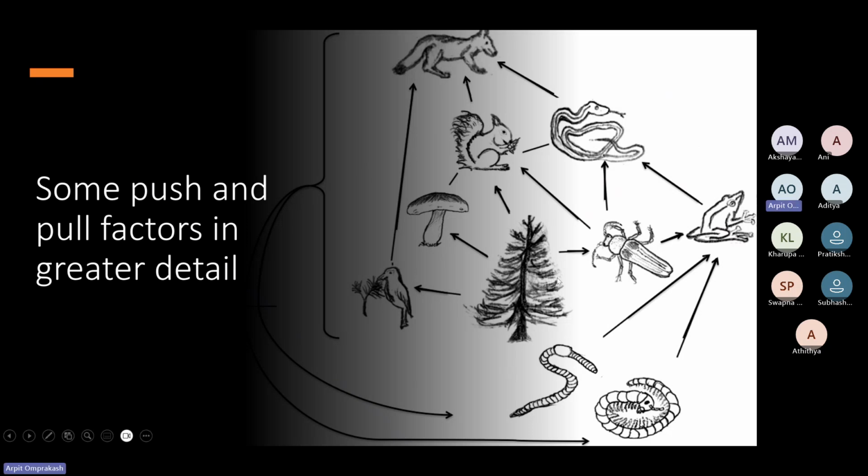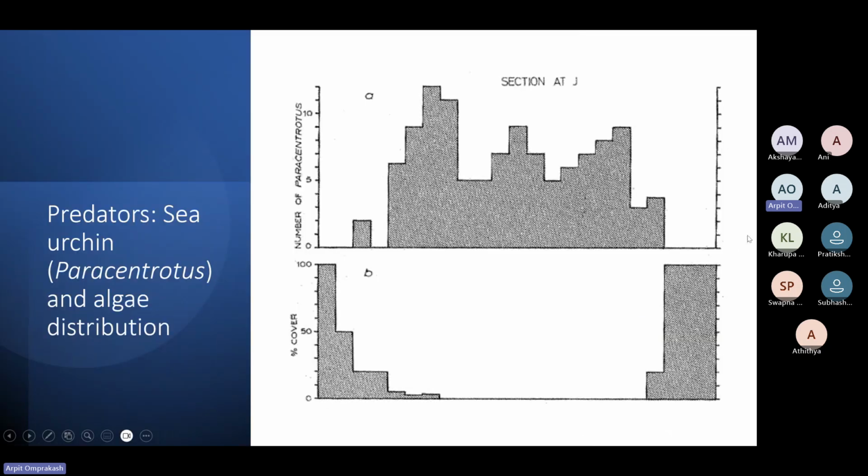Okay. So next we'll look at some push and pull factors in greater detail. The first push factor that might be present for any given species is predation, or predators. Here we see an experiment in which people measured the incidence of sea urchin and algae. Not in a lake, basically the sea.